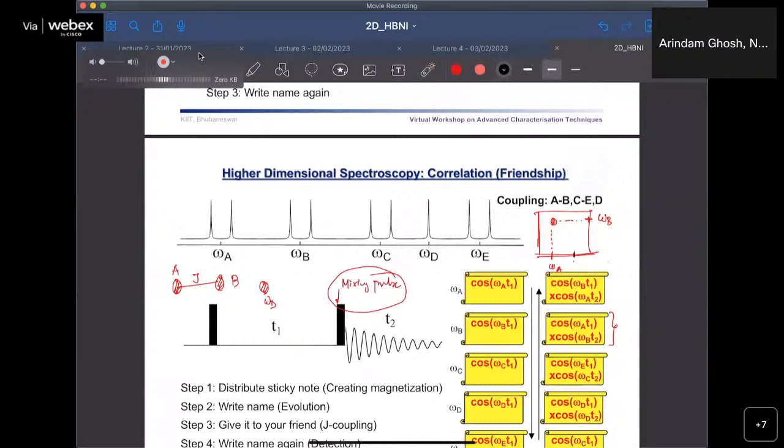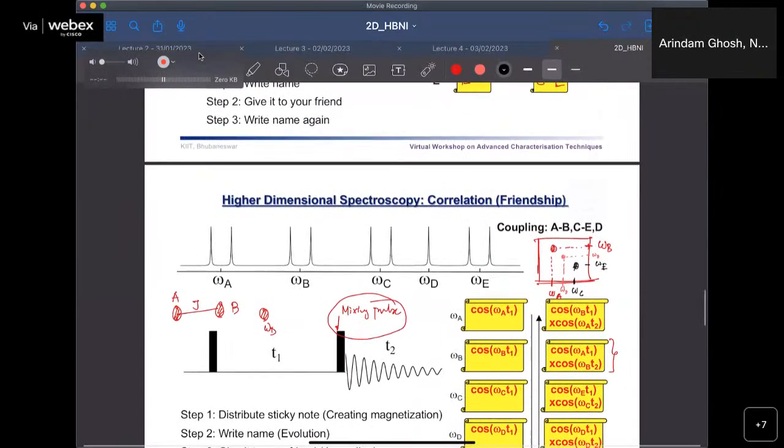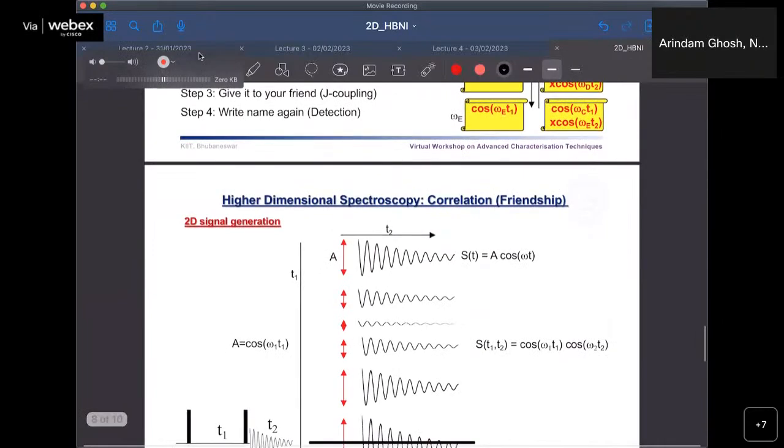suppose you have an omega C here and omega E here, so you'll get another peak here. And then suppose an unfortunate omega D here and omega D here, and that omega D will have a peak with itself. It will not have any cross peak. So therefore, now we can clearly see that omega D is alone, so it is not coupled. A is coupled with B, C is coupled with E. This is E, this doesn't look like E, and so on and so forth. So this is coming to the COSY. So this is how the 2D signal is generated.